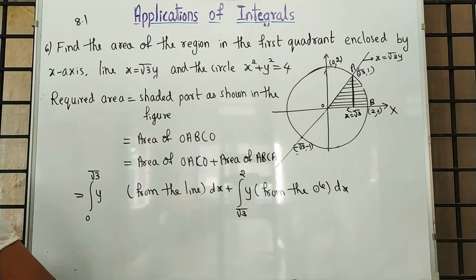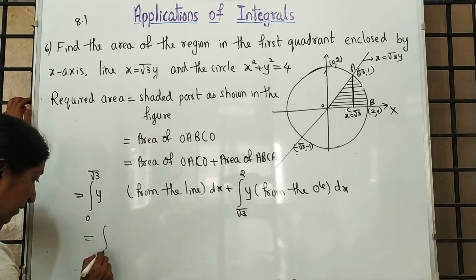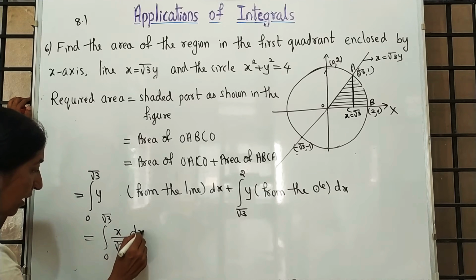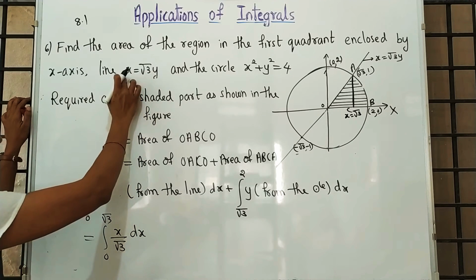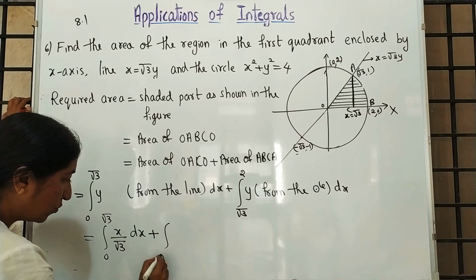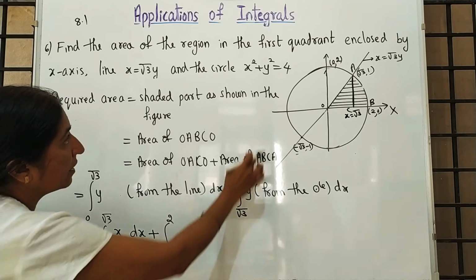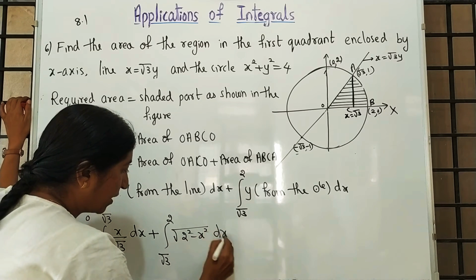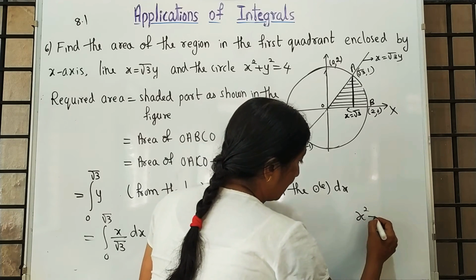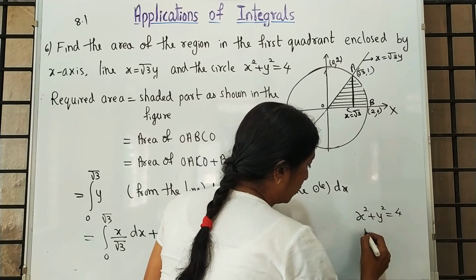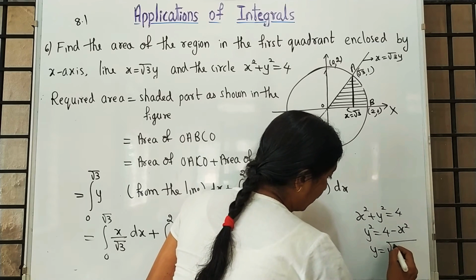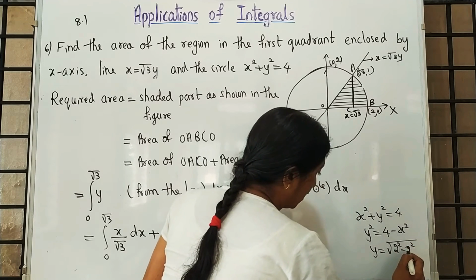What is the line? The line is x = √3y. Then what is y? From 0 to √3, it is x/√3 dx. Here y is x/√3, plus the integral from √3 to 2. What is y from this equation? Root of (2² − x²) dx. If you want, I will write it here. x² + y² = 4, y² = 4 − x², y = √(4 − x²), we can write it as √(2² − x²).